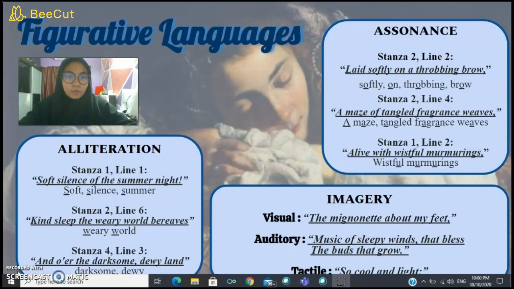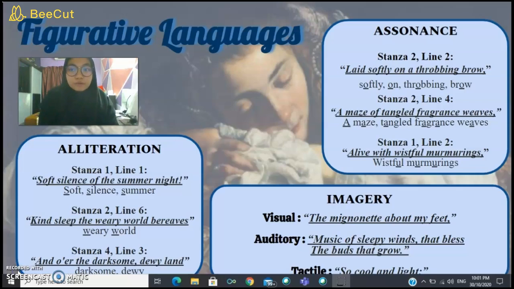Second stanza and at the fourth line, a maze of tangled fragrance weaves. A maze tangled fragrant weaves. The letter A is being emphasized. The first stanza and at the second line, alive with wistful murmurings. Wistful murmurings. The letter U is being emphasized by the poet.